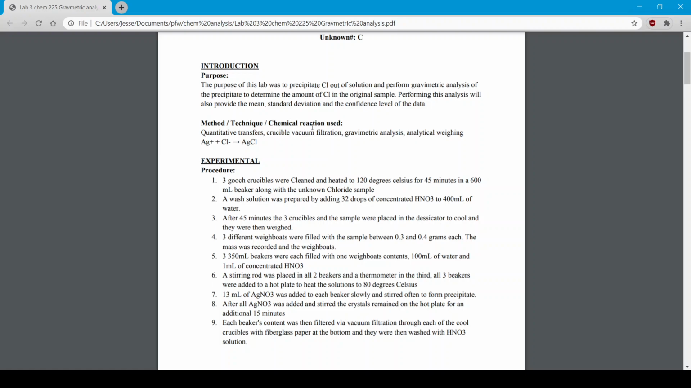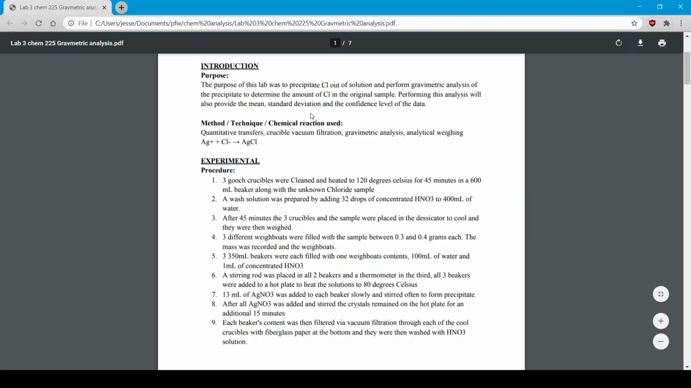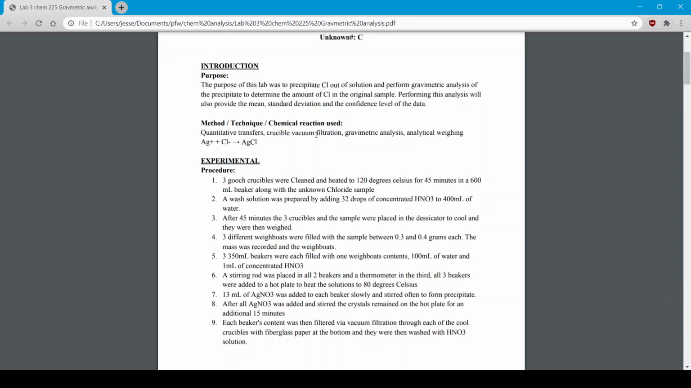So in this case, AgCl. After we perform the chemical reaction, we're going to be left with AgCl, and since we're looking for Cl, and that's the substance we'll be analyzing, we'll be left with a powder of AgCl or precipitate, essentially a solid that we can weigh. So we're going to be using crucible vacuum filtration to essentially filter that and leave it as a dry powder so we can weigh it later for analysis.